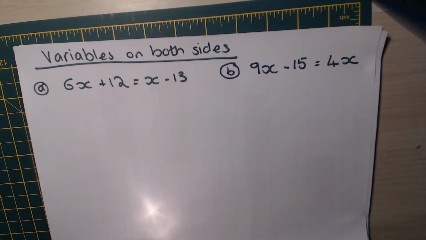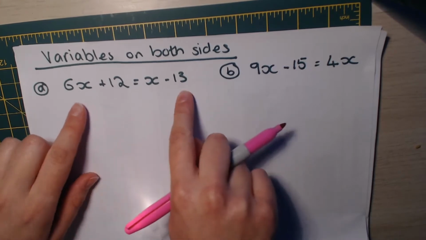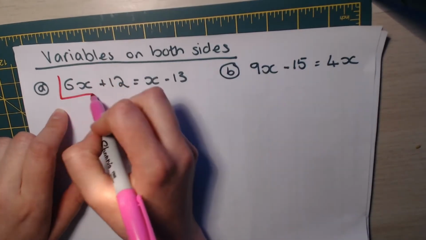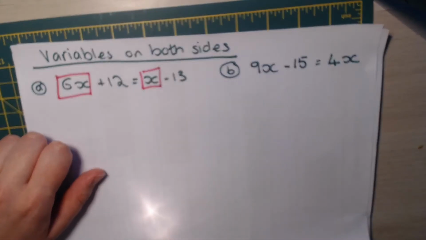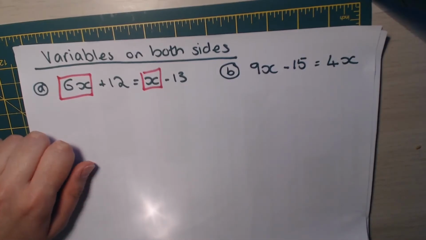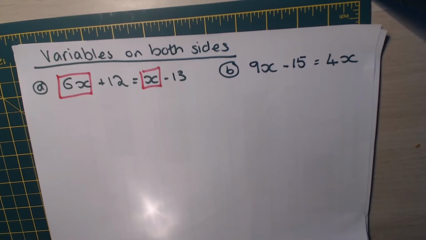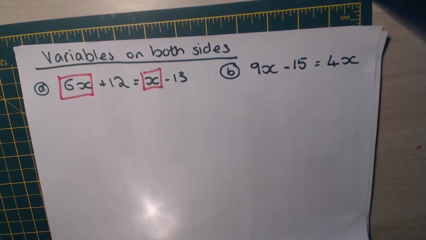So the first thing you're going to look for is where your variables are. So here I'm going to just circle them so you can see, we've got a 6x here and an x there, okay? And it does help if you do that. If you just circle them off in another colour so you can see them, it just helps them stand out a bit.